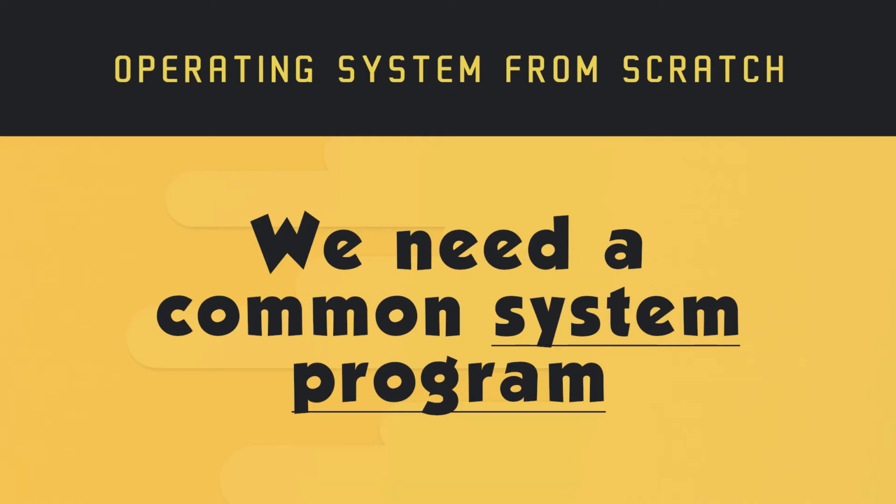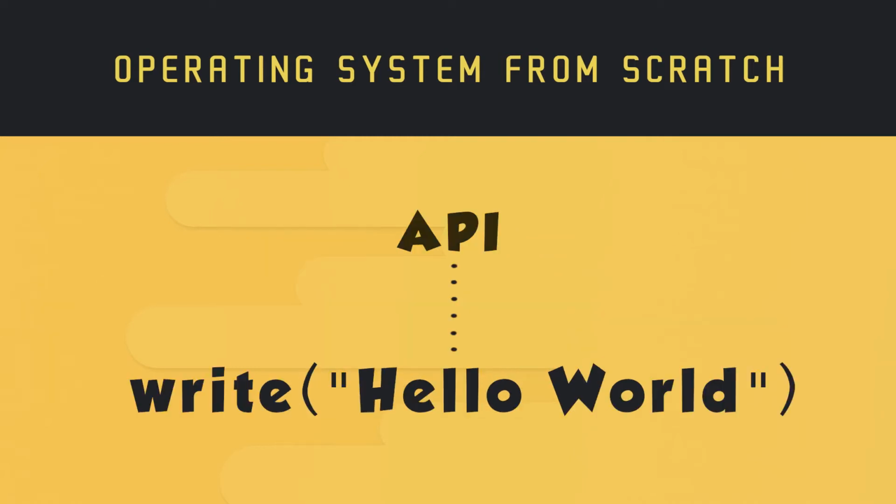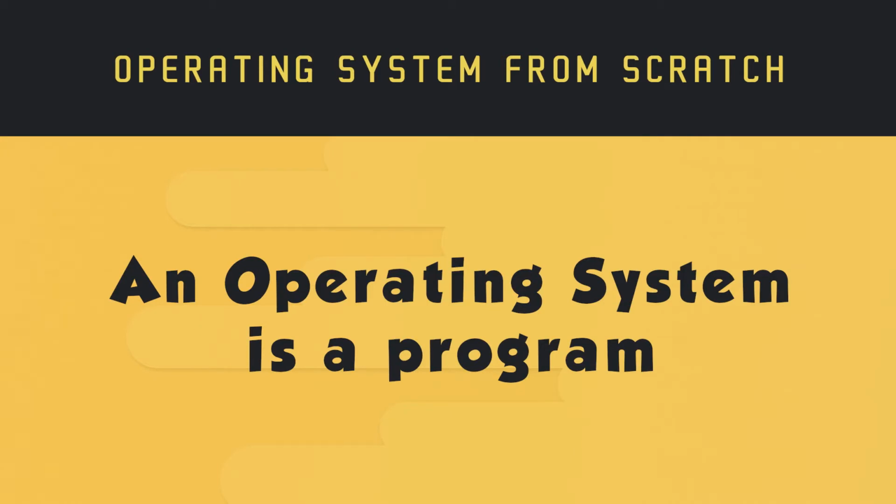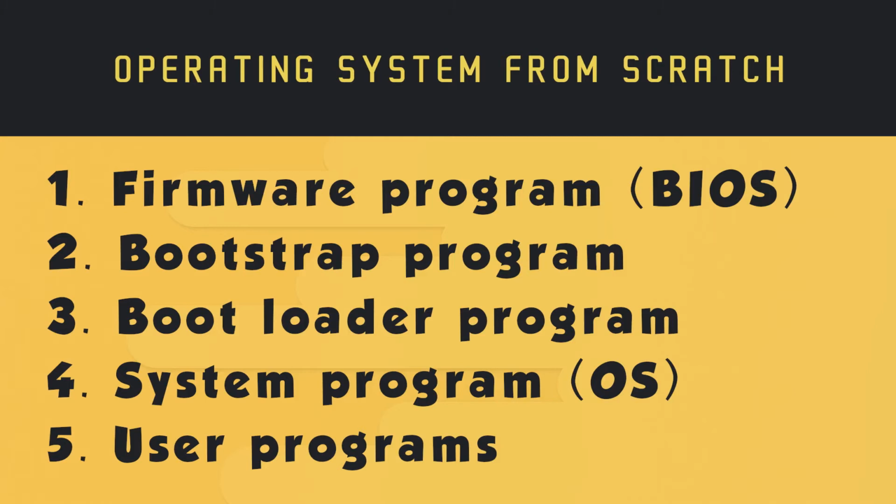Wouldn't it be nice if we could just call a write function from somewhere in the system program and it would write to the screen and even scroll the screen, all behind the scenes? How much more productive we could be. And that's exactly what people did. An operating system is simply a program, like any other program on your computer. There are generally 5 types of programs running on your computer right now.